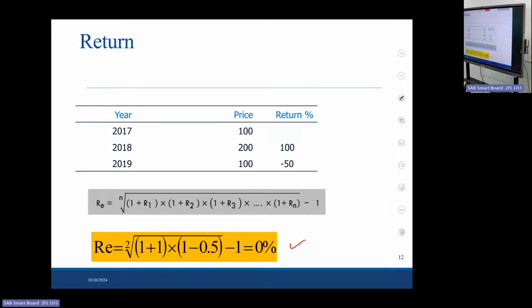Geometric mean, so this is the formula. These are the returns we calculated based on this price information. Are you okay with this? So 1 plus R1, 1 plus 100%. This is a percentage; 100% means 1, so 1 plus 1. This is minus 50%, so 1 plus minus 0.5, that is 1 minus 0.5. Okay.